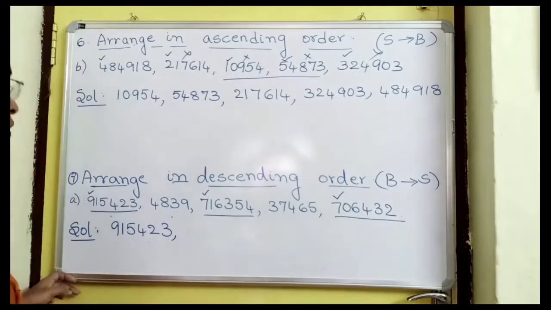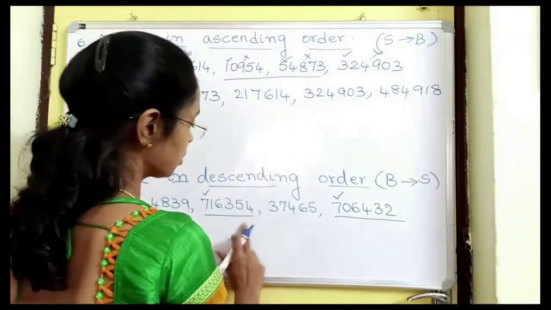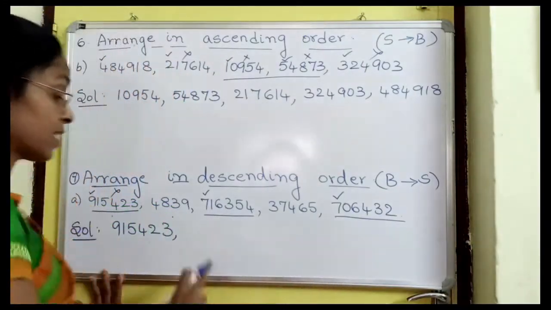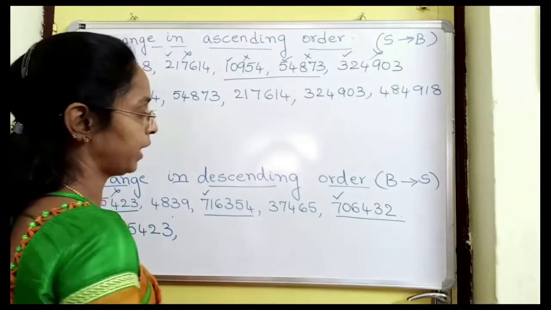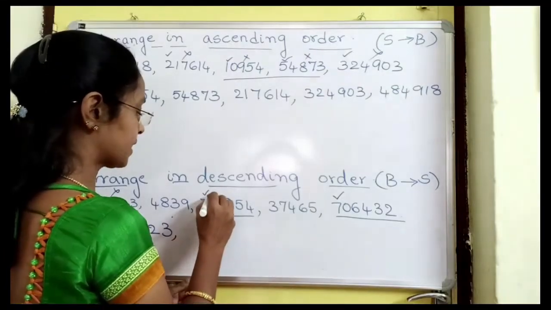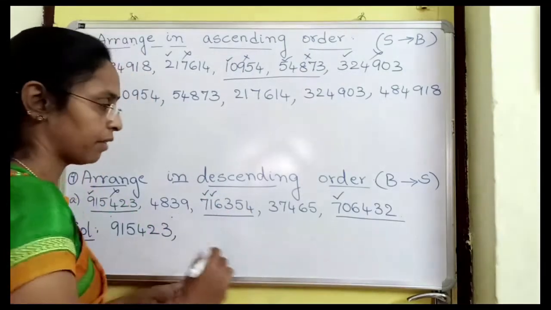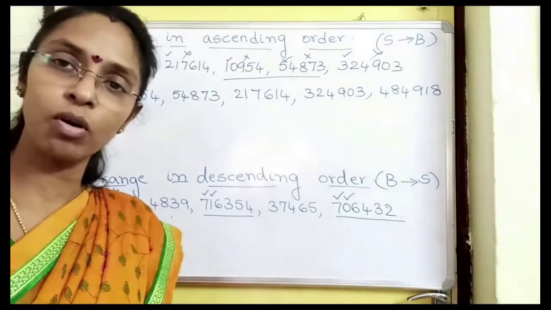Okay children, so we have completed this number. Next, these two numbers are also having 6 digits, but the highest place values are the same. Here it is 7 and here also it is 7. So now compare the next highest place value. This number is having 1, this number is having 0. 1 is more or 0 is more?